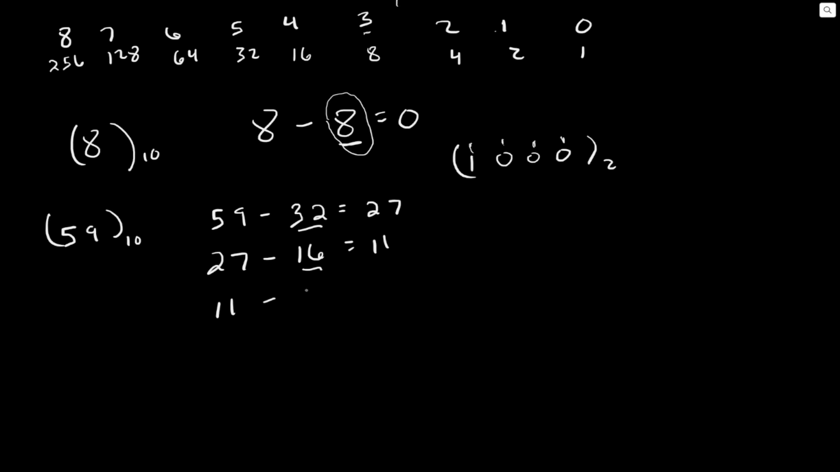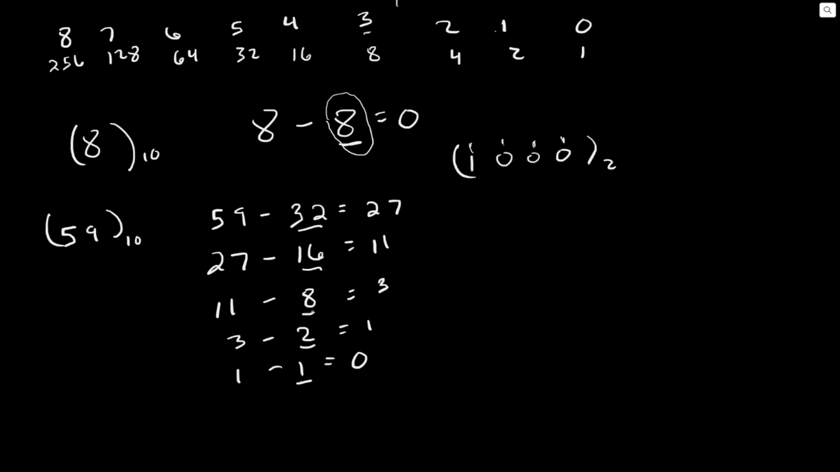11 minus 8 is going to equal 3. Bring our 3 over here. Again, 8 is important. 3 minus 2 equals 1. 2 is important. And then 1 minus 1 equals 0. And that's how we know we're done. And 1 is important. So now let's put this in binary.